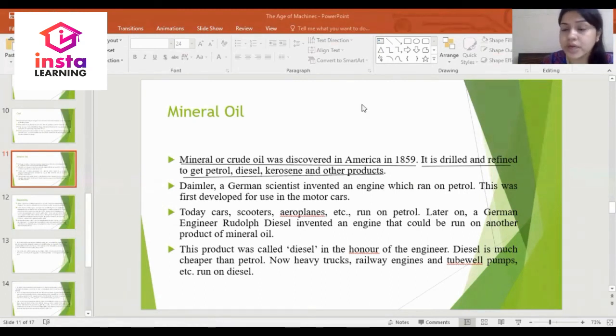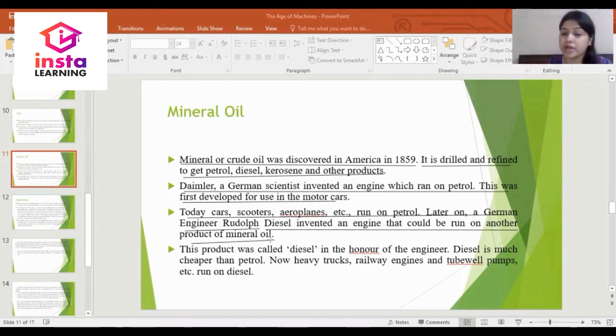So dear student, Daimler, a German scientist, invented an engine which ran on petrol. This was first developed for use in motor cars. Today, cars, scooters, and aeroplanes run on petrol. Later on, a German engineer, Rudolf Diesel, invented an engine that could be run on another product of mineral oil.